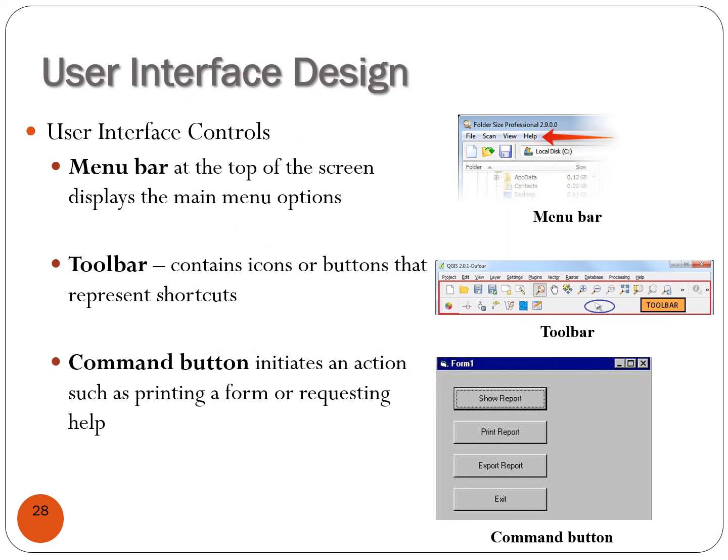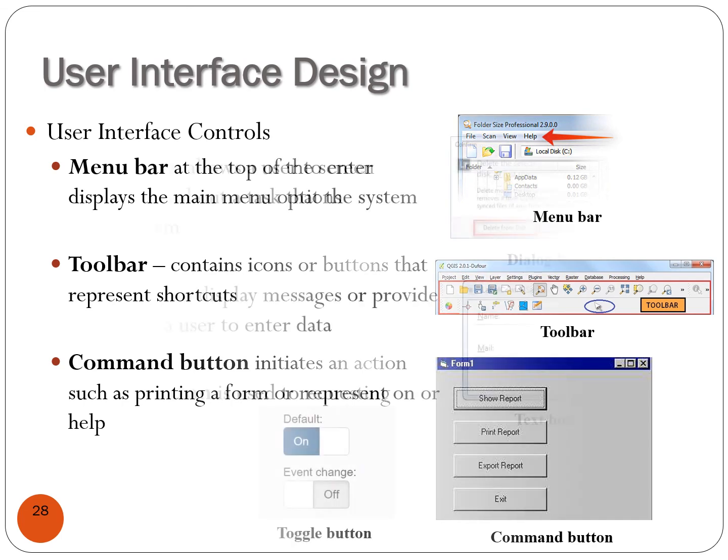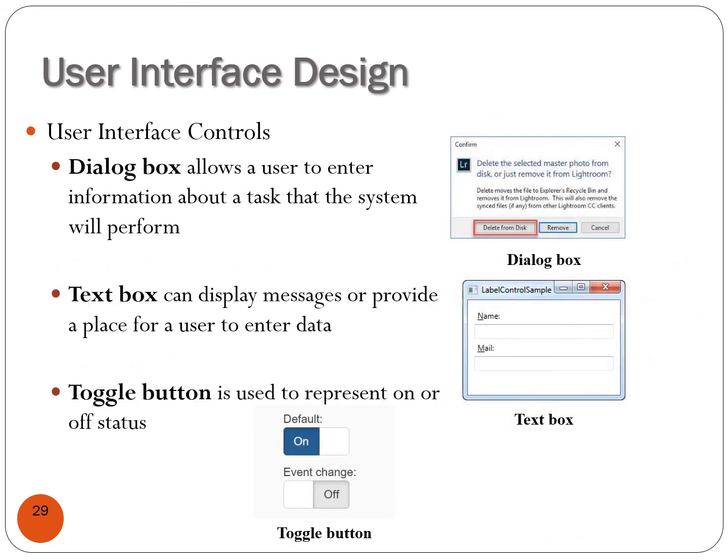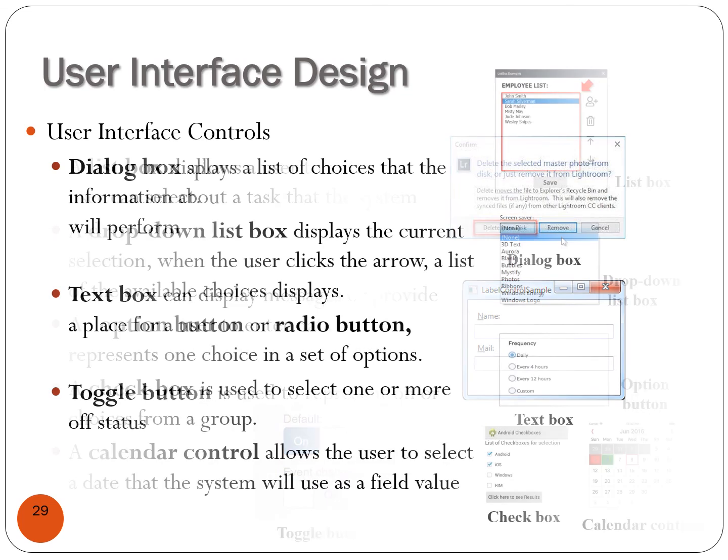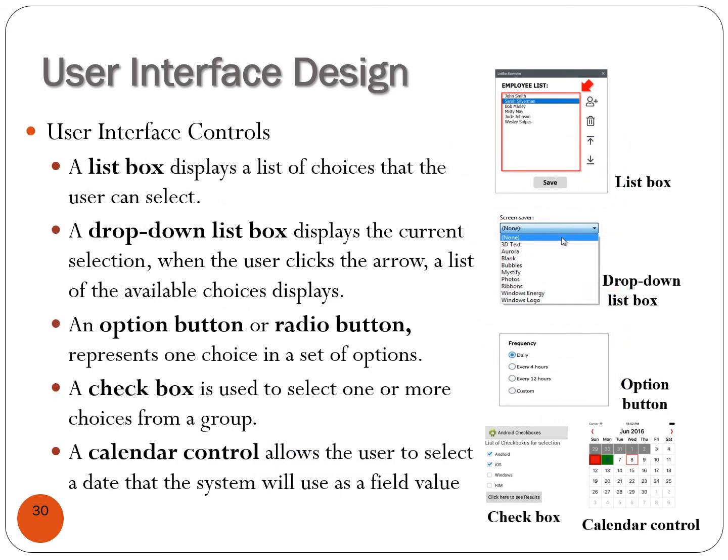The designer may add control features to make the efficient system interface. The designer can include many features such as menu bar, toolbar, and command button. They may also use dialog box, text box, and toggle button. Besides that, the designer also can use a list box, drop-down list box, option button, chat box, or calendar control.